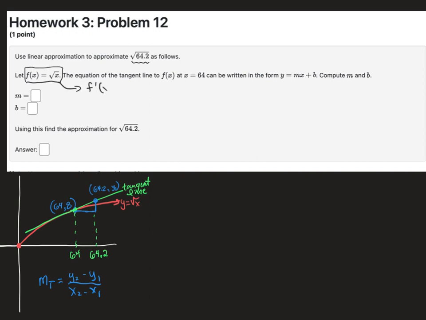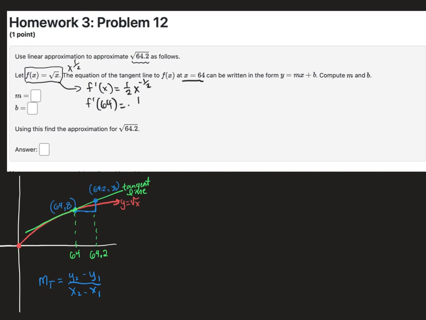So f prime of x equals, and that's like x to the 1/2, so we use power rule, 1/2 comes down, x to the negative 1/2. And that is the slope of the tangent line at any point, but we want the slope of the tangent line at 64. So f prime at 64, and I'm just going to rewrite that a bit.